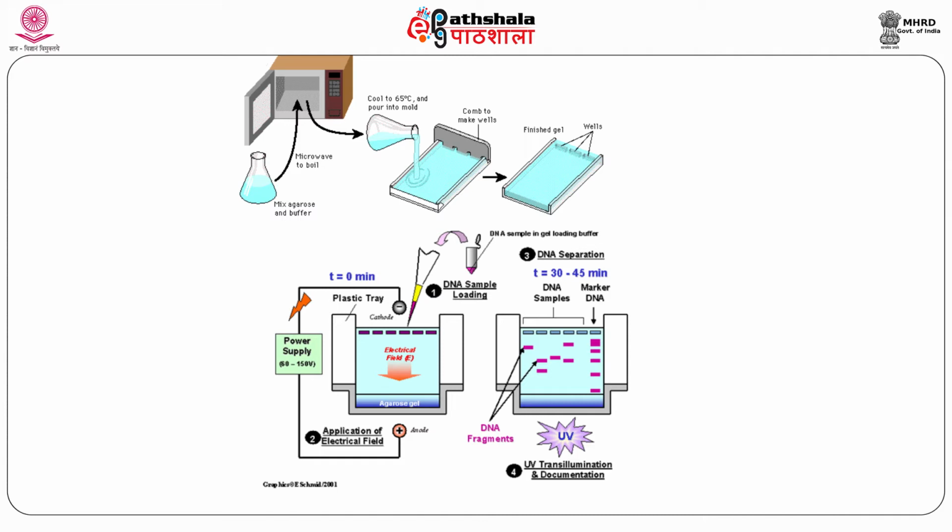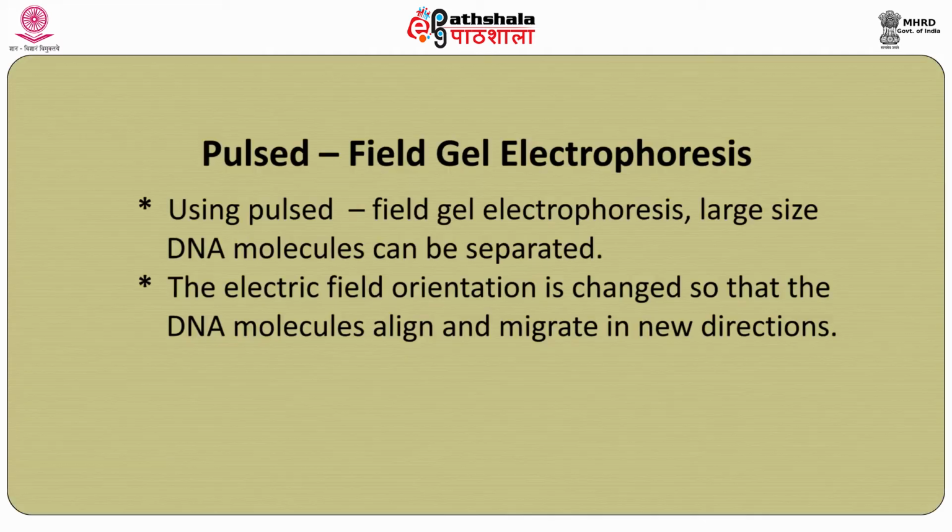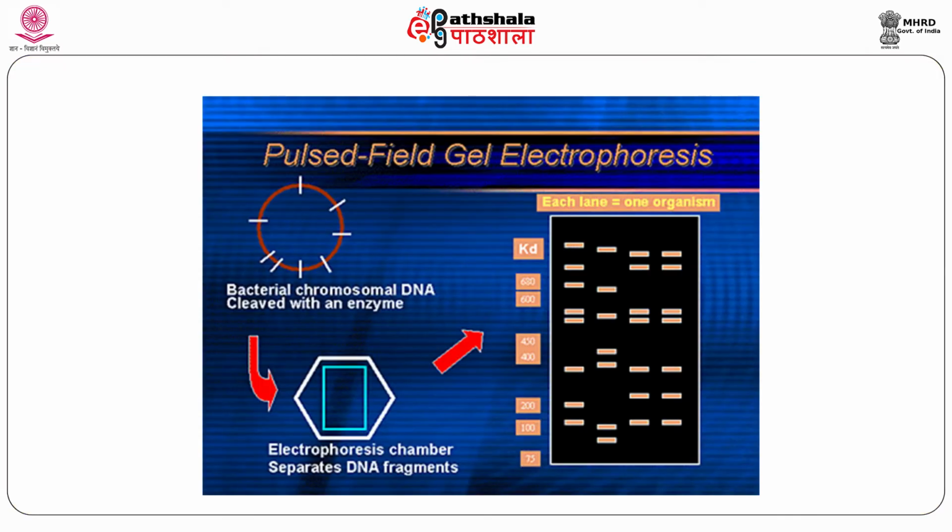The gel is soaked with ethidium bromide, and the bands of DNA fluoresce when exposed to UV radiation, which identifies the DNA fragments. What is pulsed field gel electrophoresis? Here the large size DNA molecules can be separated. The electric field orientation is changed so that the DNA molecules can align and migrate in new directions.